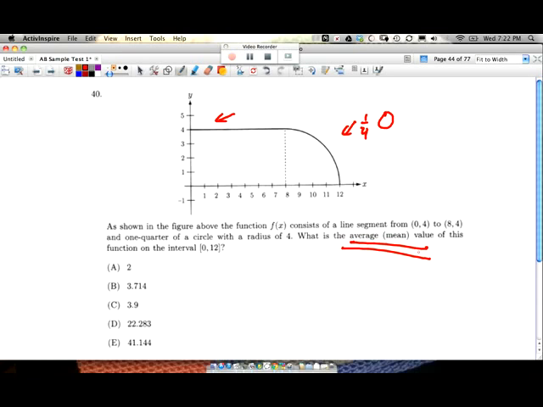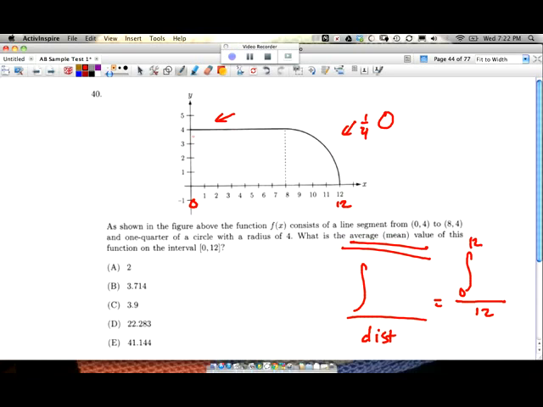Okay, average value. That has to do with an integral. The average value is basically the area, but then divided by that distance that's traveled. Well, what is this distance? It goes from 0 to 12. So we're basically going to have this integral from 0 to 12 divided by 12. Well, that's not too hard.